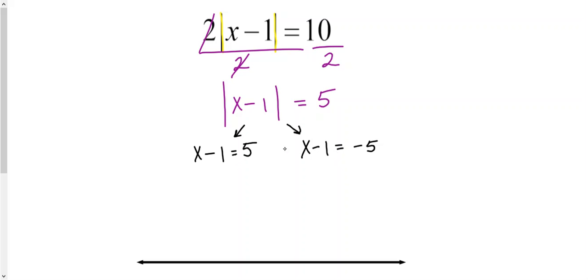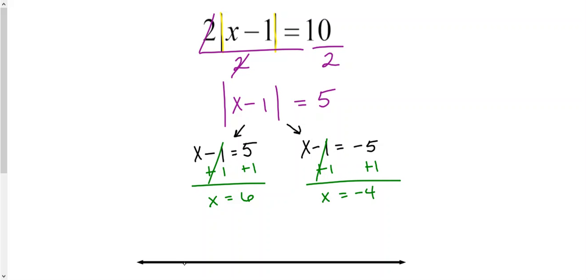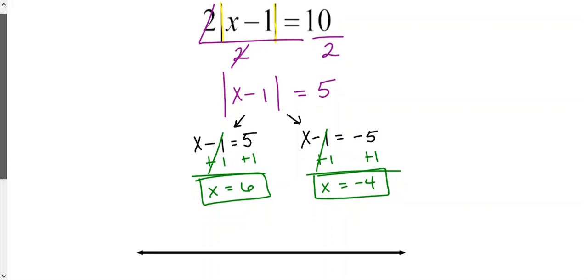Now we just solve each equation for x. So add 1 to each side. We get x to equal 6. Add 1. And we get x to equal negative 4. So both of these are considered answers. X equals 6, x equals negative 4.